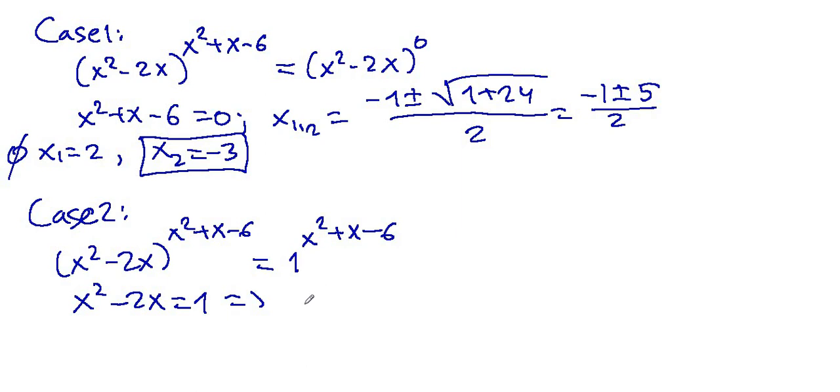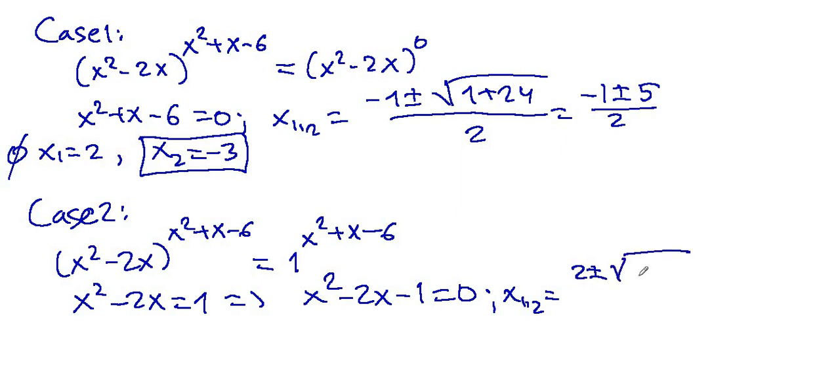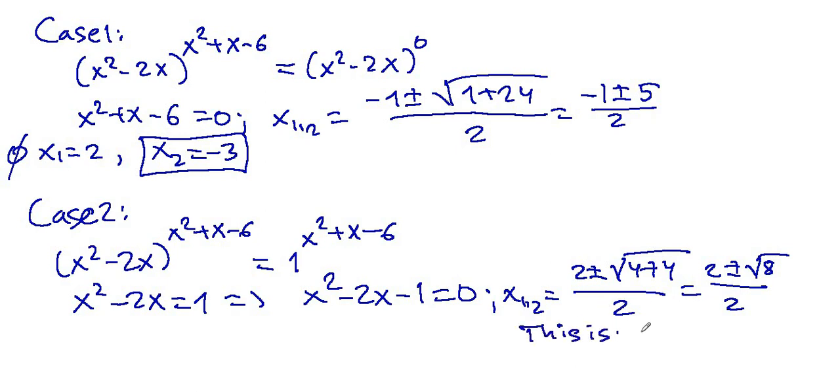If you move 1 to the left hand side, x squared minus 2x minus 1 is equal to 0, and if you solve this, x1,2 is equal to (2 plus minus square root of 4 plus 4) divided by 2, which is 2 plus minus square root of 8 divided by 2. And we see that this is not an integer, so therefore we cannot take it as an answer.